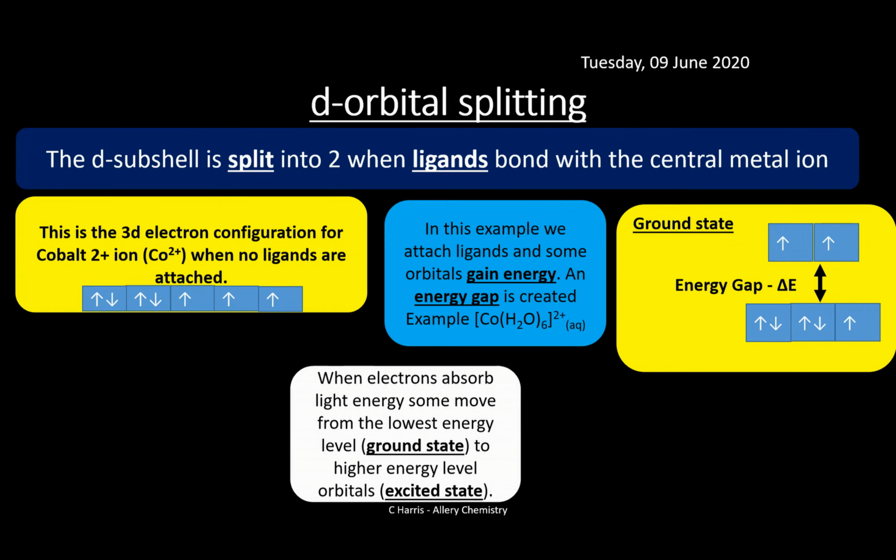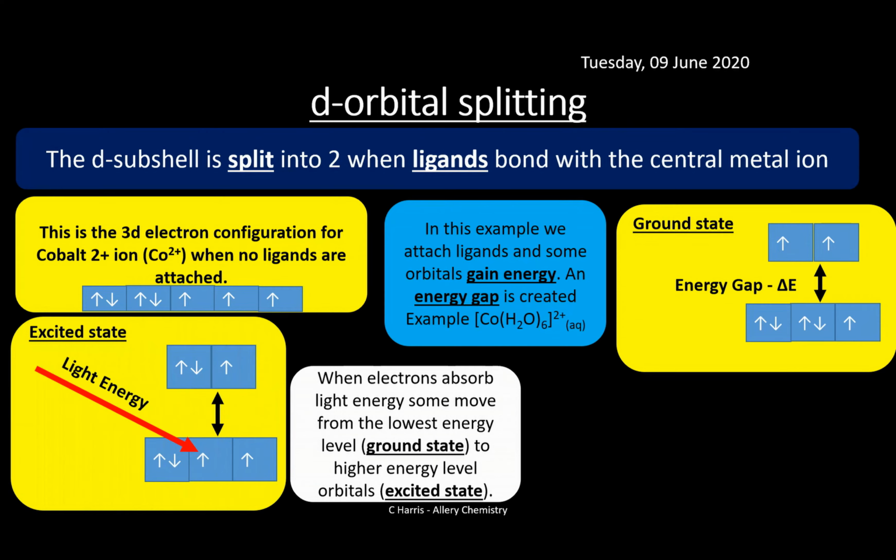So when electrons absorb light energy, some of them move from the lowest energy level, the ground state, which is this configuration here in the yellow box, to a higher energy level state called an excited state. So let's have a look at what we mean. So there's your excited state. In the ground state, we've had 2, 2, and 1 in the bottom here. But when we give it a little bit of energy, so that could be light energy, for example, then this electron absorbs some of that energy and jumps up into the higher energy orbital, as you can see there. So we now have 2, 1, 1 at the bottom. So this is the excited state.